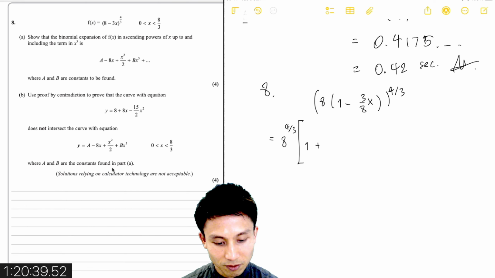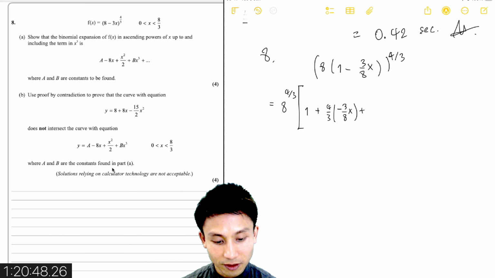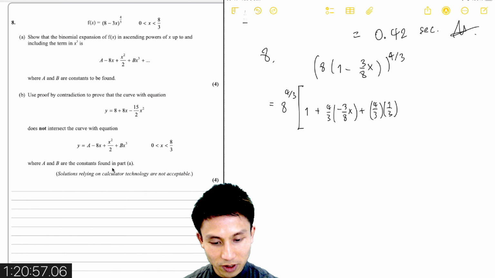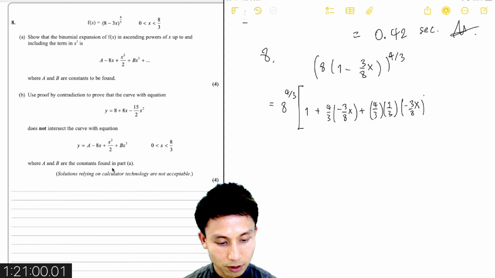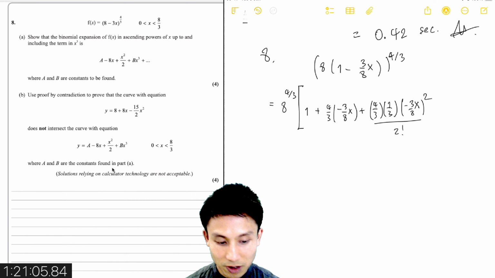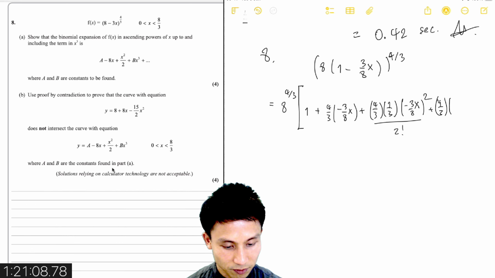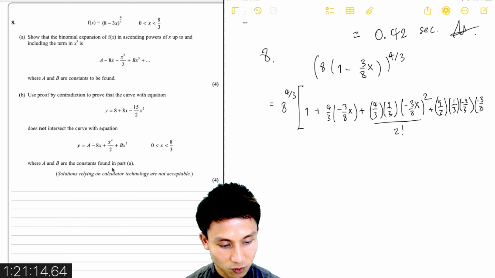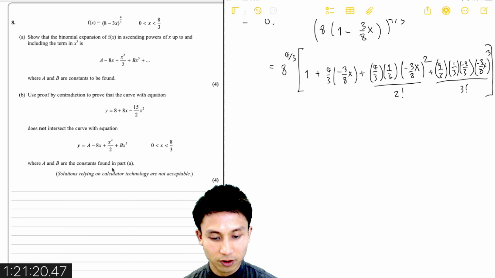So it's 1 plus n, and then x, which is the second term, plus n times n minus 1, which is 1 over 3, times x squared, times the second term squared now, divided by 2 factorial. We just need up to the third power there. So another term, 4 over 3, 1 over 3, minus 2 over 3, just minus another 1 there. And this will be to the power of 3 divided by 3 factorial. Okay, so that's the expansion.